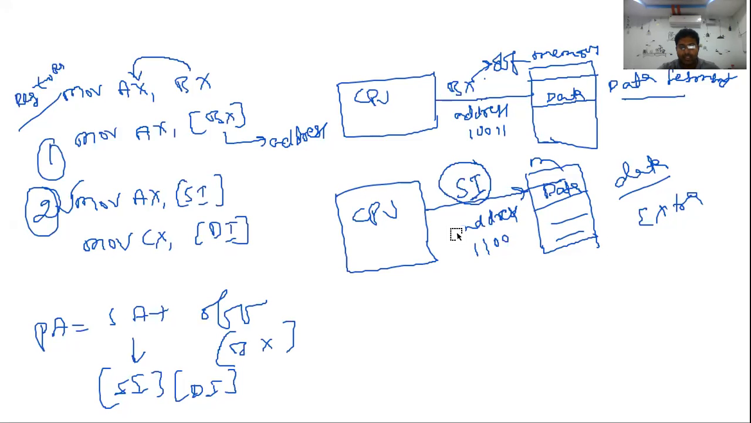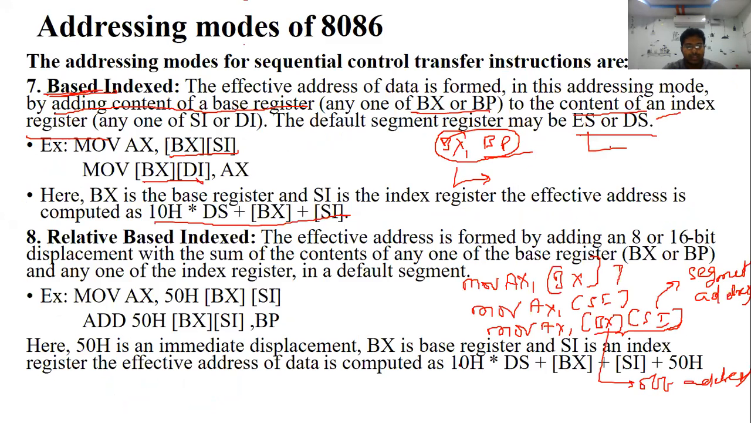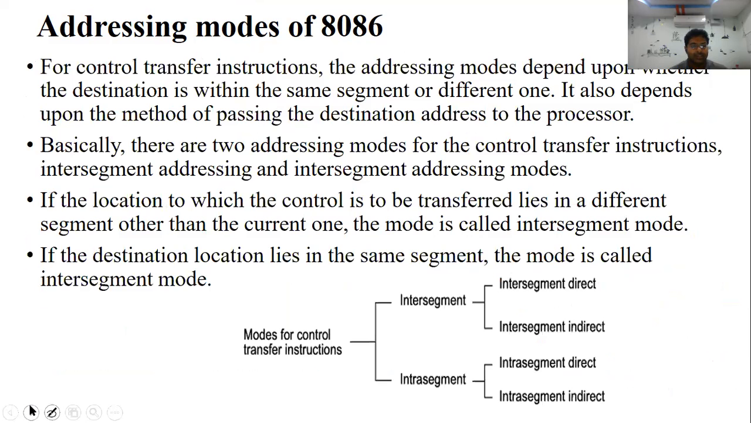See this example. The difference is that this one is the segment address and this is the offset address. Then, in relative base index addressing, a displacement is added here. It is the same, just an extension of this one, where you simply add some 50H. So base index and relative base index, this is another category of addressing.